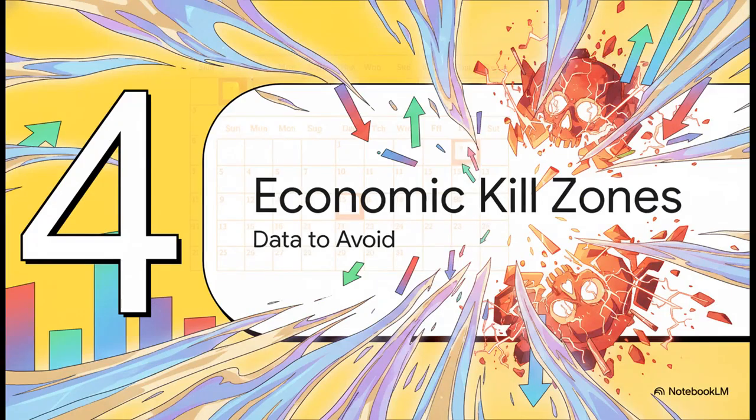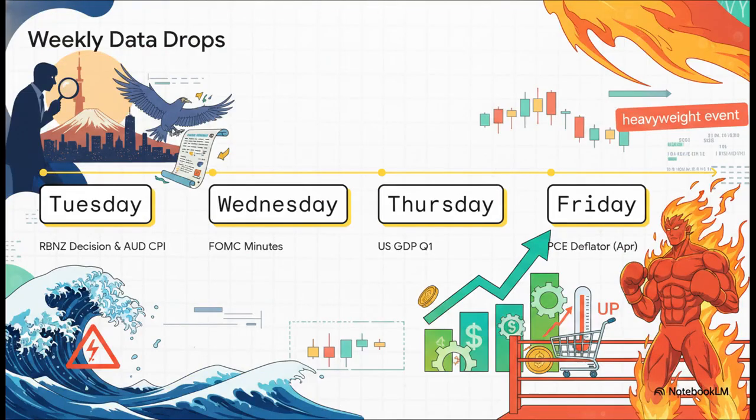Which brings us to Section 4, weekly economic kill zones. With the macro winds at our backs, we need to map out exactly where the volatility kill zones are hiding on this week's calendar. Tuesday kicks off with a tricky dual event, the RBNZ decision and Australian CPI. Wednesday, we get the FOMC minutes. Thursday brings US GDP. And then Friday is the absolute heavyweight, the PCE deflator.